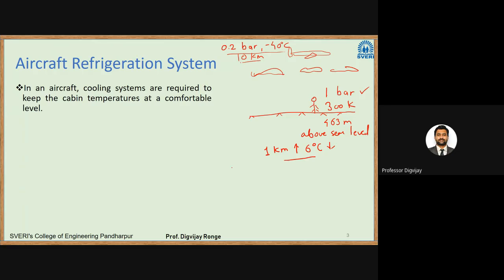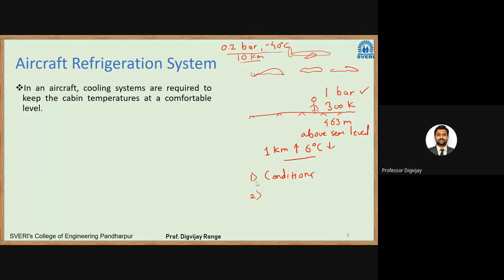Now you can imagine the aircraft is flying where the outside condition is 0.2 bar and minus 40 degrees Celsius, while the inside condition we have to maintain is 1 bar and 300 Kelvin. So that is the first step, to know the conditions. Once you know the conditions, you can easily understand the further details, right?